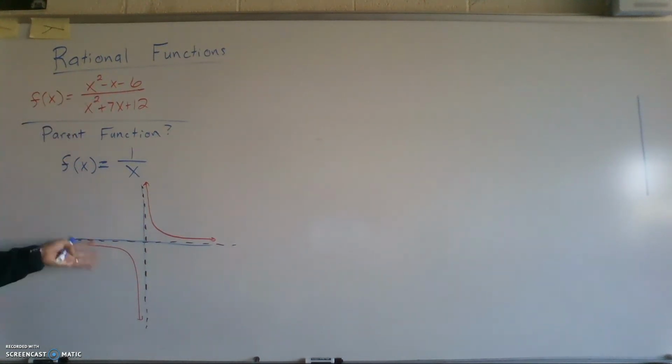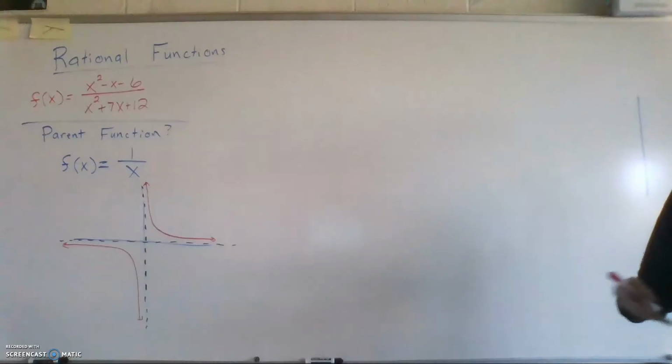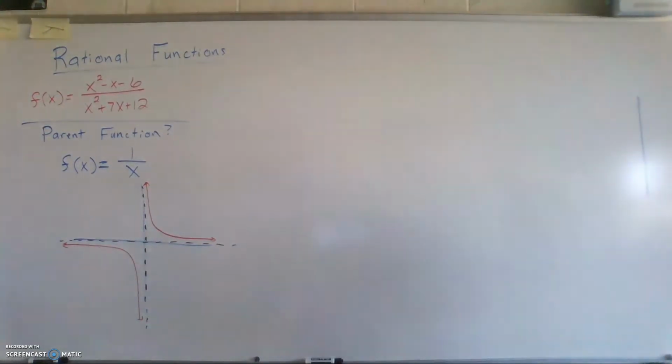So my family of rational functions are all going to have some of these same key features here. We might have some x-intercepts, we might have some y-intercepts, but we're going to have vertical asymptotes, we're going to have horizontal asymptotes, maybe other types of asymptotes that we'll talk about. But this is the family of functions that we're talking about.